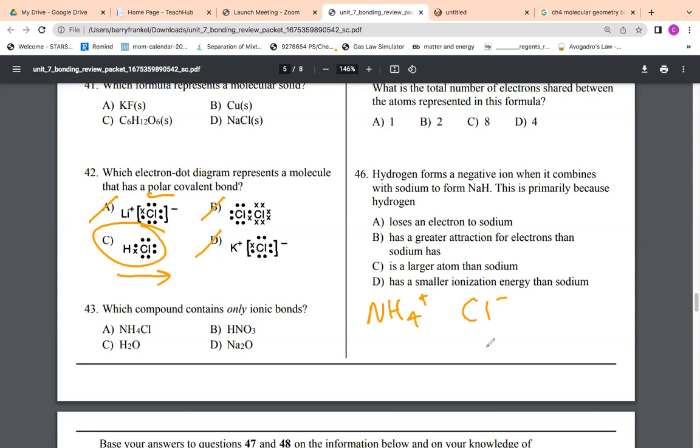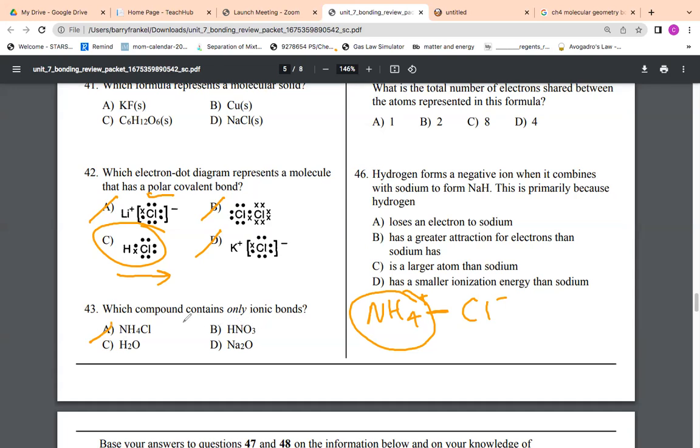However, it's not just ionic bonds that exist here, okay? This is an ionic bond between these two things, between the cation and the anion. But within this cation, what's holding together the nitrogen and hydrogen is a molecular or covalent bond, okay? It's not A.